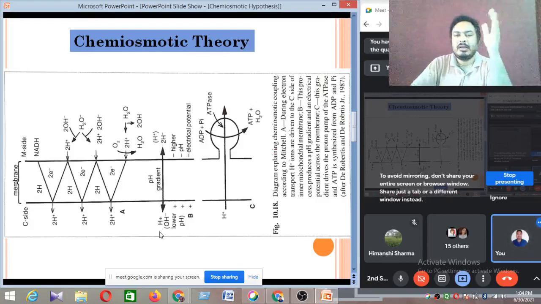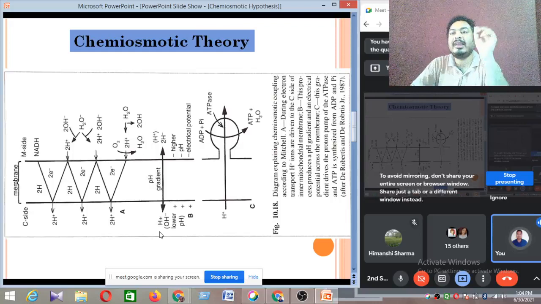Then another energy is there, which is called delta psi. What is delta psi? Delta psi is electric gradient energy. So how is it formed? You can see over here negatively charged, over here positively charged. Due to this positive and negative charge, they produce a voltage difference, an electric gradient, and this electric gradient is called delta psi or voltage difference.